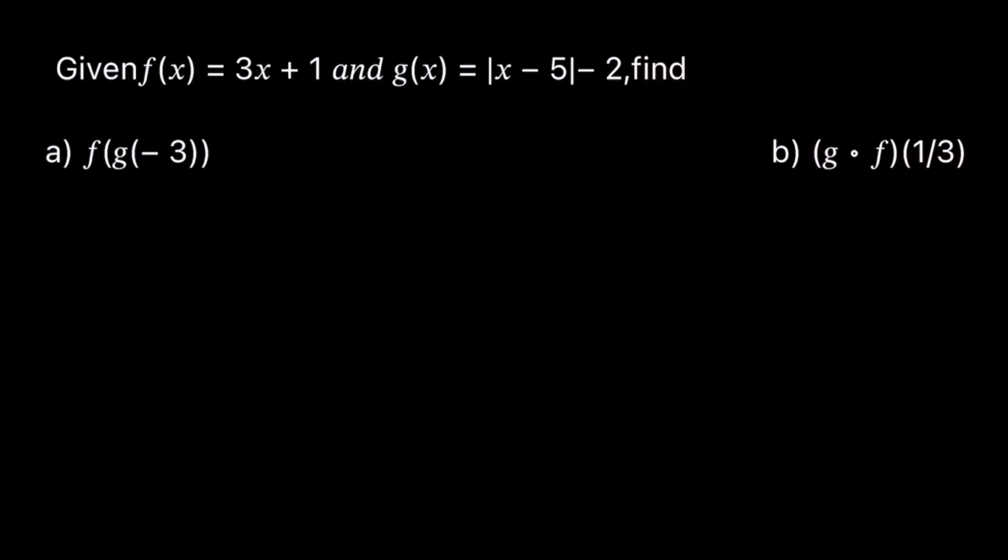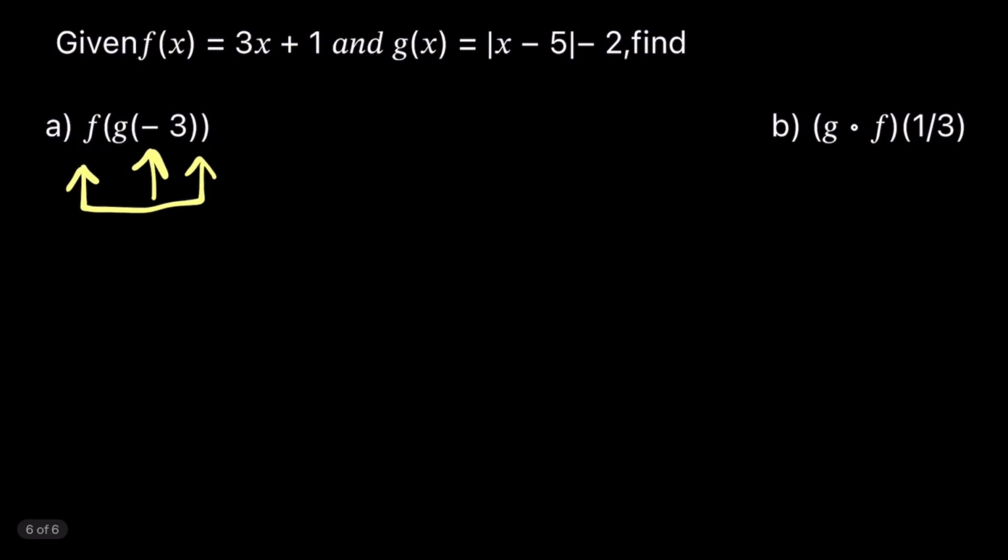Okay, so it says given f of x equals 3x plus 1 and g of x equals absolute value of x minus 5 minus 2, find f of g of negative 3. So this function is basically like an onion. So you're going to start with the middle, and then eventually you're going to plug in to whatever's on the outside. So first, let's start with g of x.